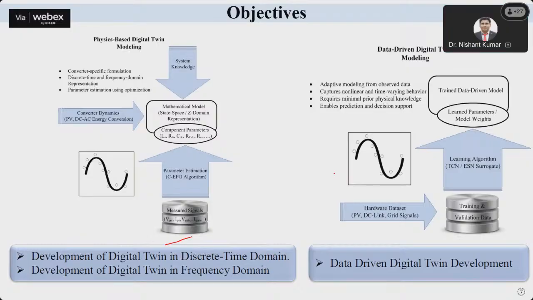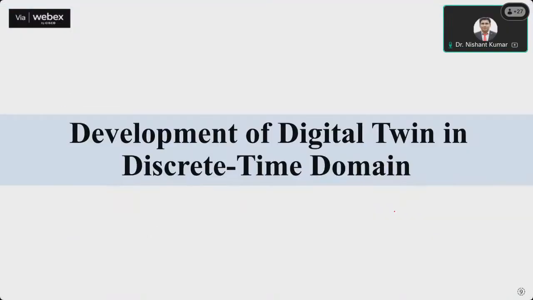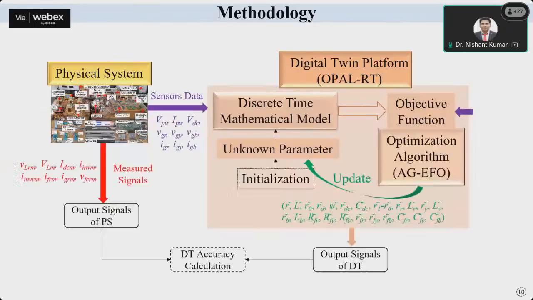But the physics side digital twin is mainly for your research purpose. So here you will see time domain based and frequency domain based. Which one is good, we will define through the result. Both have one merit and one demerit. First I'm coming to the time domain based digital twin. Discrete time domain based means the equations we write are in terms of time.